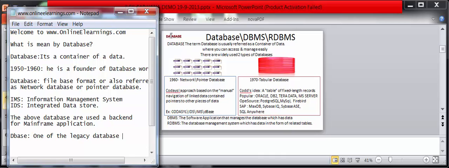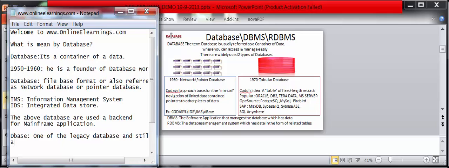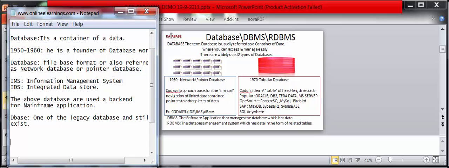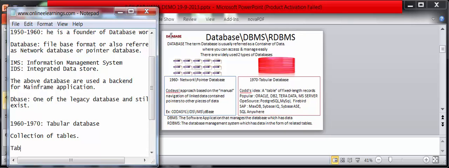Another type of database we call a tabular database. This tabular database was introduced by the person called EF Codd. In 1970, he introduced a wonderful concept called the tabular database. A database should be a collection of tables, and a table is nothing but a collection of rows and columns. The vocabulary, the standard rules, and the definition of the database itself were defined by EF Codd.